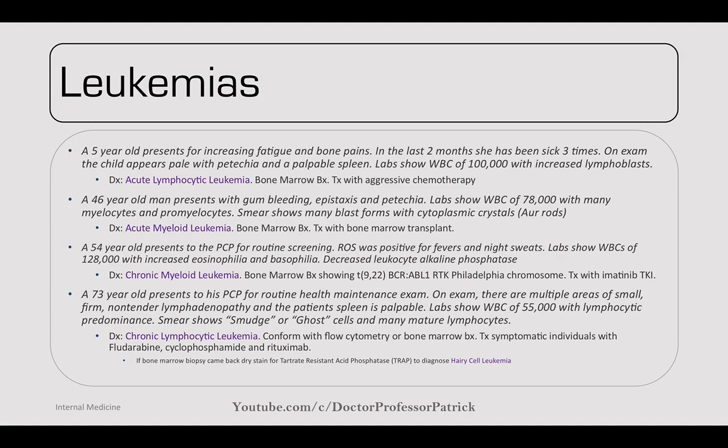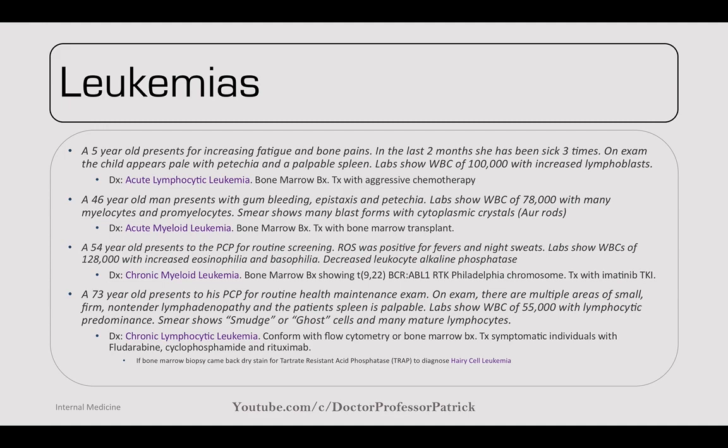Next, there's a 46-year-old man who presents with gum bleeding, epistaxis, and petechiae. Labs show WBCs of 78,000 with many myelocytes and promyelocytes. The smear shows many blast forms with cytoplasmic crystals, or Auer rods. The diagnosis would be an acute myeloid leukemia. You can diagnose this with bone marrow biopsy, and you want to treat with a bone marrow transplant. This is more common in middle-aged, like 30s to 50s.